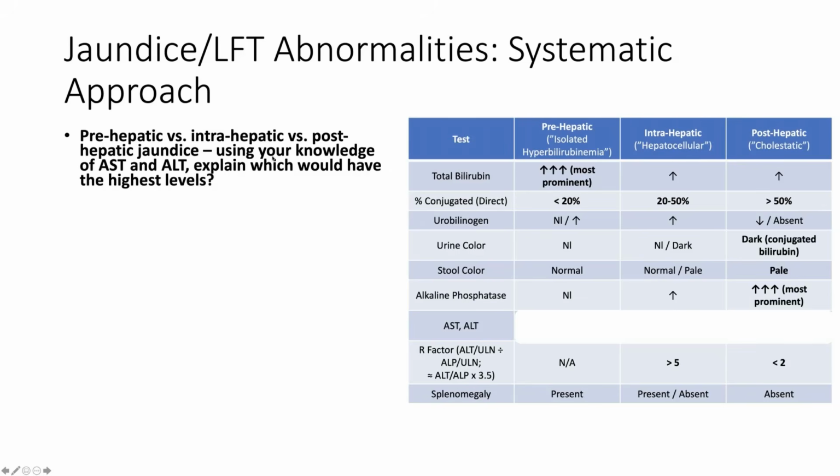All right, so Joni, using your knowledge of AST and ALT, which would have the highest levels? So AST and ALT are indicative of intrahepatic. Yeah, great. So the highest in intrahepatic. Great. And why? AST and ALT are indicators of hepatocellular damage.